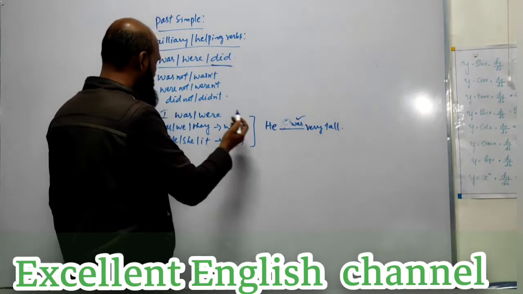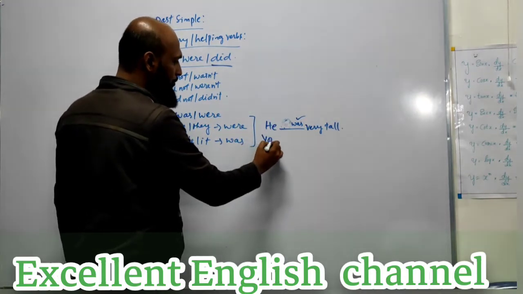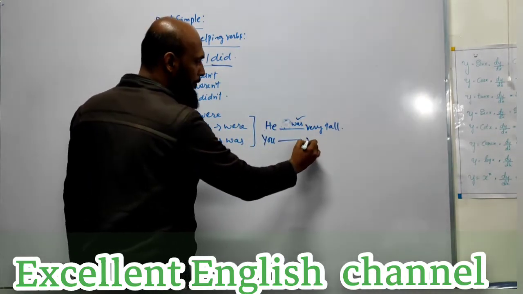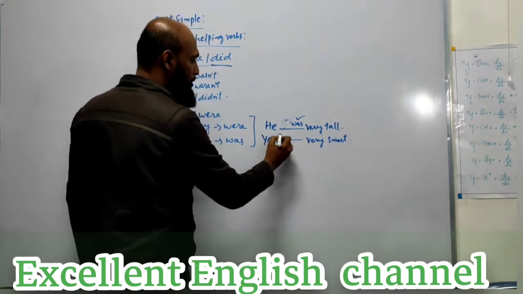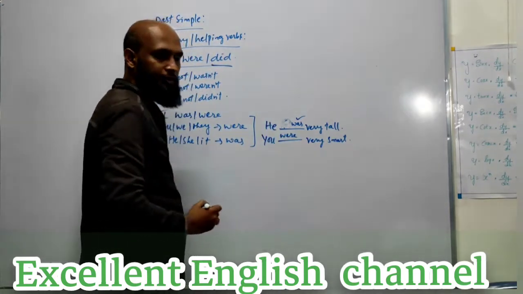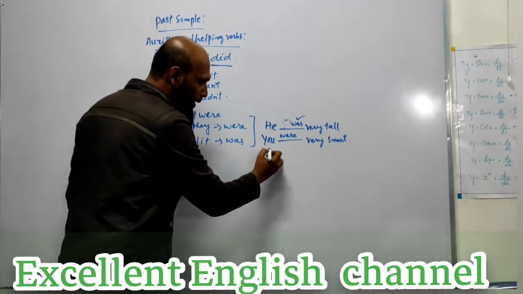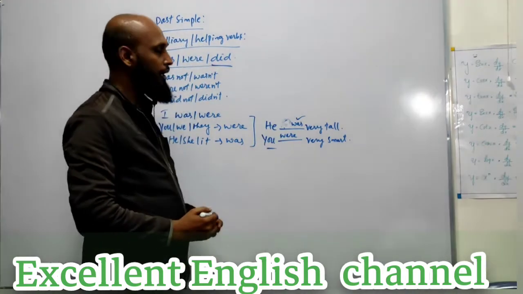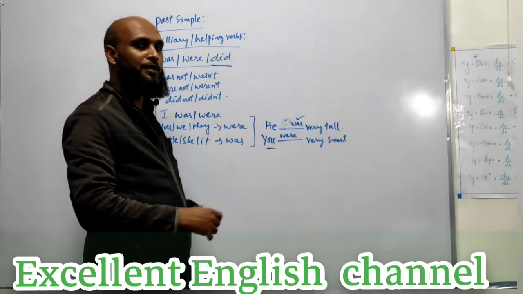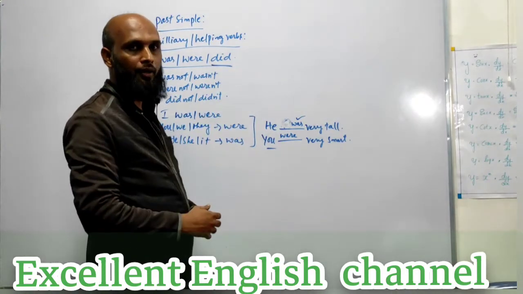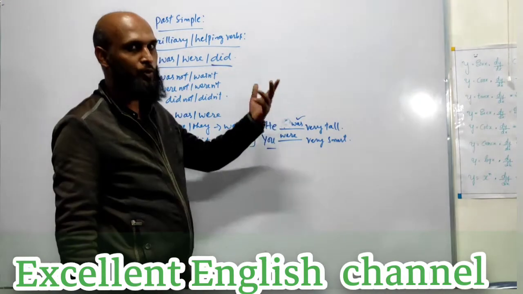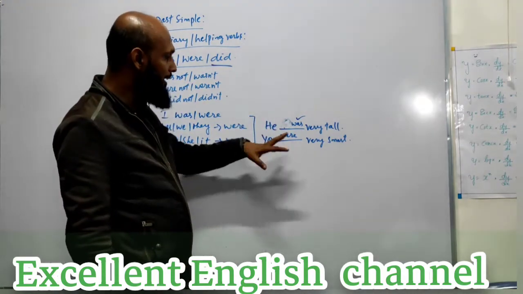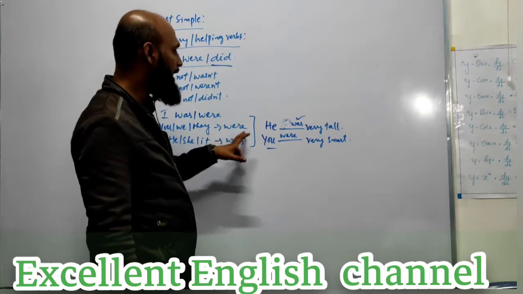In the same way, you can use, you dash very smart. You were very smart. You use were with you. And he was very smart when he was a child. You can say it like that. You were very smart when you were a child. So likewise, you can make use of these helping verbs.